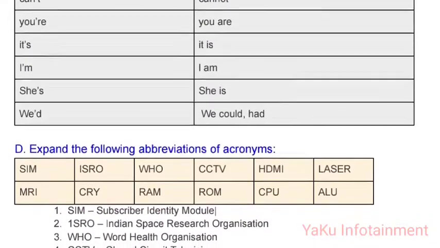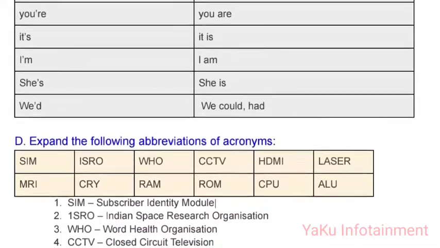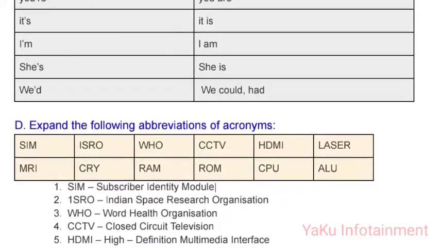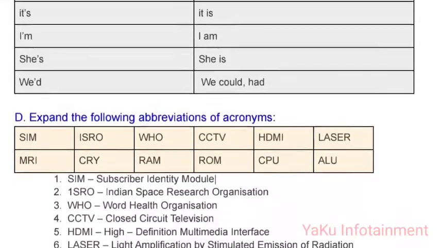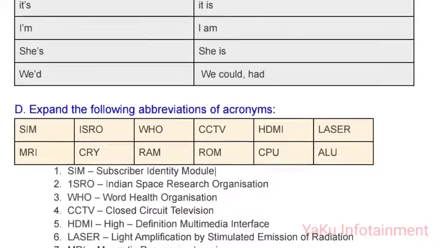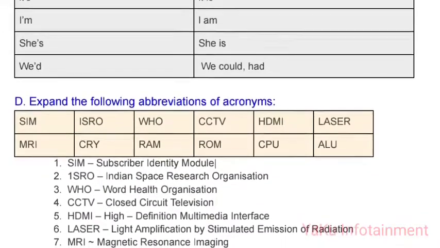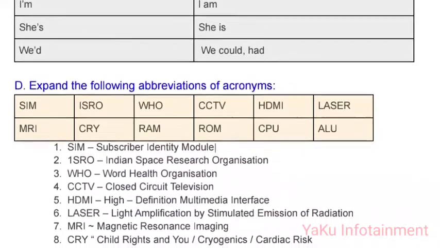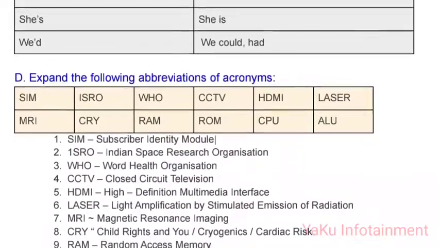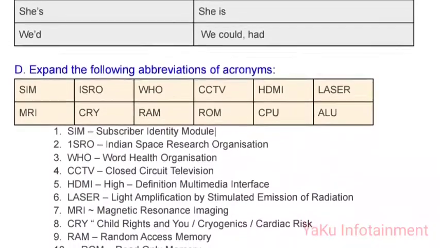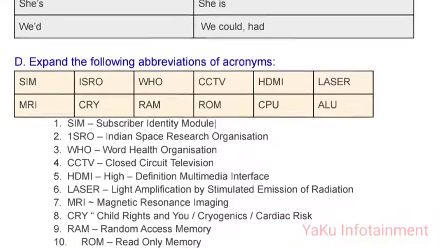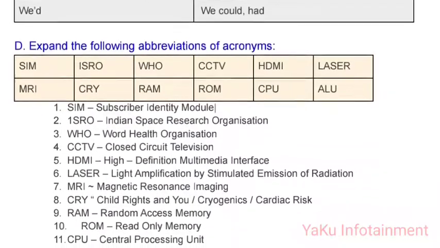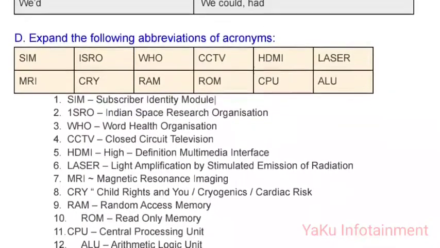D. Expand the following abbreviations or acronyms: SIM, ISRO, WHO, CCTV, HDMI, laser, MRI, CRY, RAM, ROM, CPU, ALU. SIM, Subscriber Identity Module. ISRO, Indian Space Research Organization. WHO, World Health Organization. CCTV, Closed Circuit Television. HDMI, High Definition Multimedia Interface.